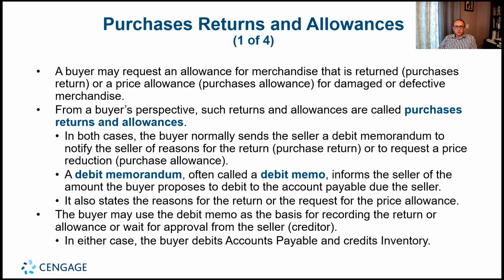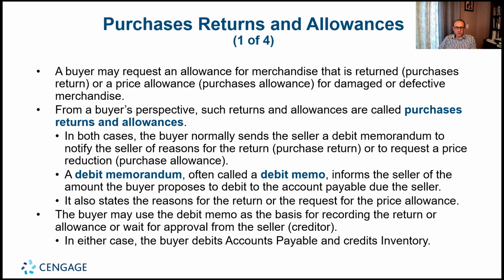Now let's talk briefly about purchase returns and allowances. Like everybody, sometimes we buy something, we feel like it's not what we wanted, there's a defect, there is a problem, so we need to return it. So how do we treat this in accounting? As it says here, a buyer may request an allowance for merchandise that is returned, what we call purchase returns, or a price allowance, a purchase allowance, for damaged or defective merchandise. Sometimes the vendor or the supplier would give you an allowance in order to keep maybe a slightly defective item. From a buyer's perspective, such returns and allowances are called purchase returns and allowances.